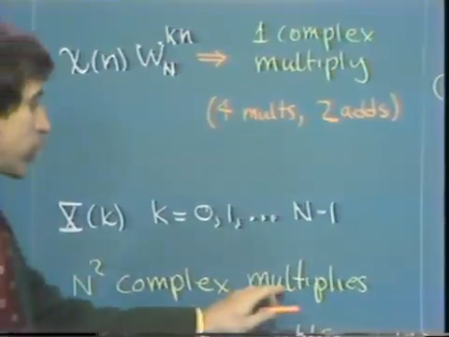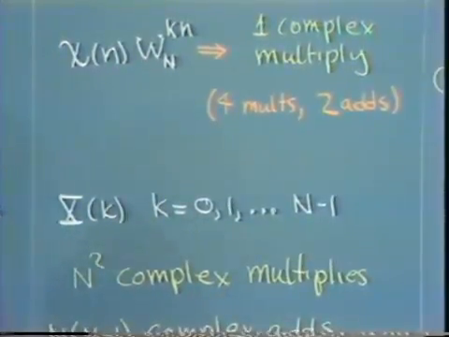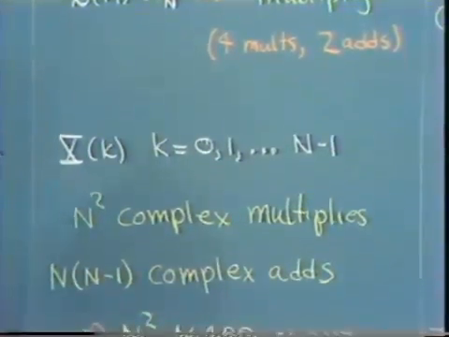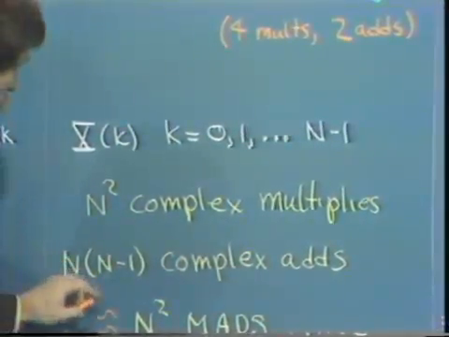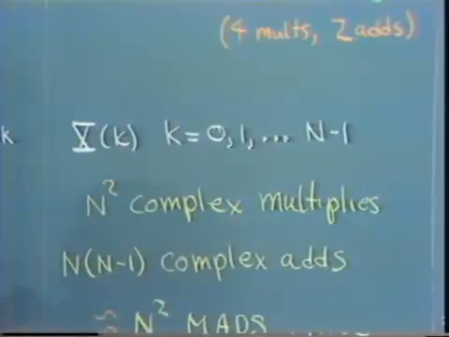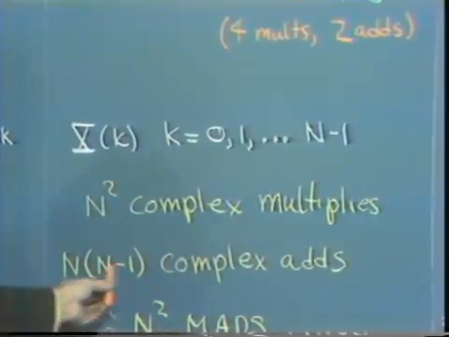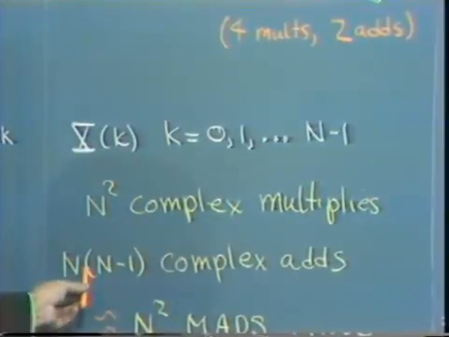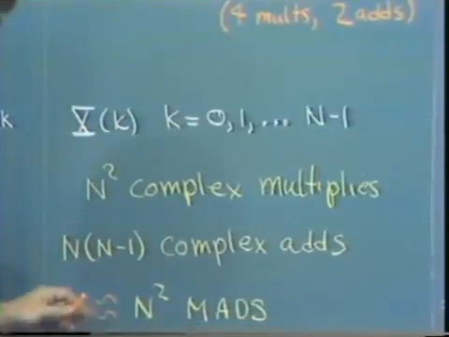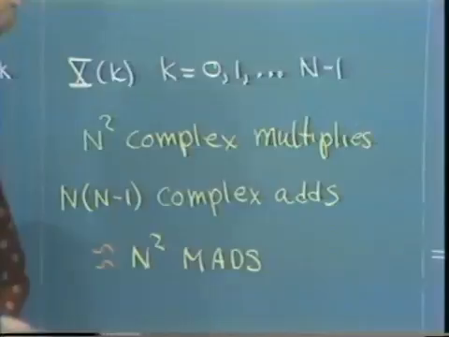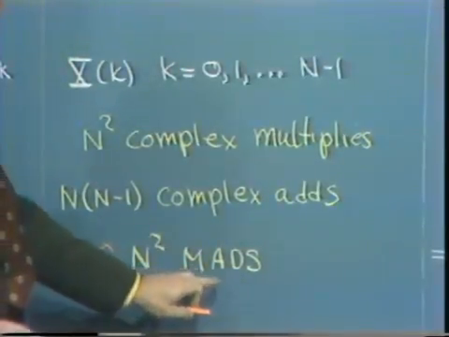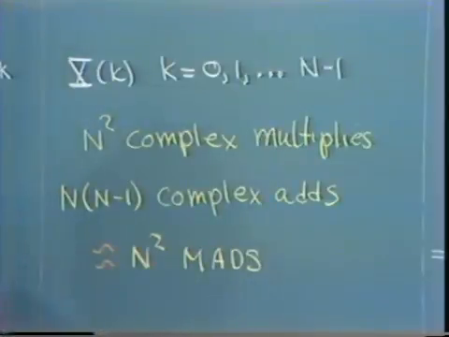Well, to compute the discrete Fourier transform for all capital N values of k requires then N squared complex multiplies and N times N minus 1 complex additions. Basically, if capital N is any reasonable number, we can approximate this as N squared, and so approximately the computation involved is on the order of capital N squared complex multiplies and adds.